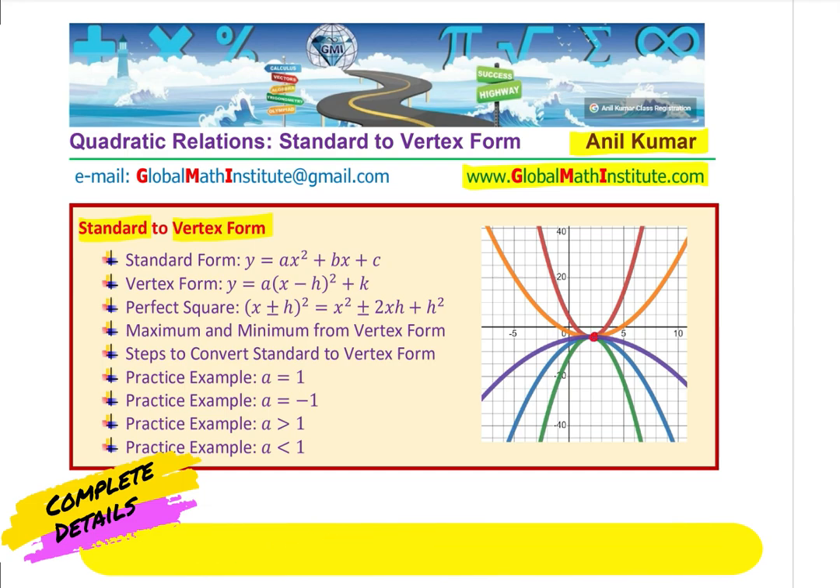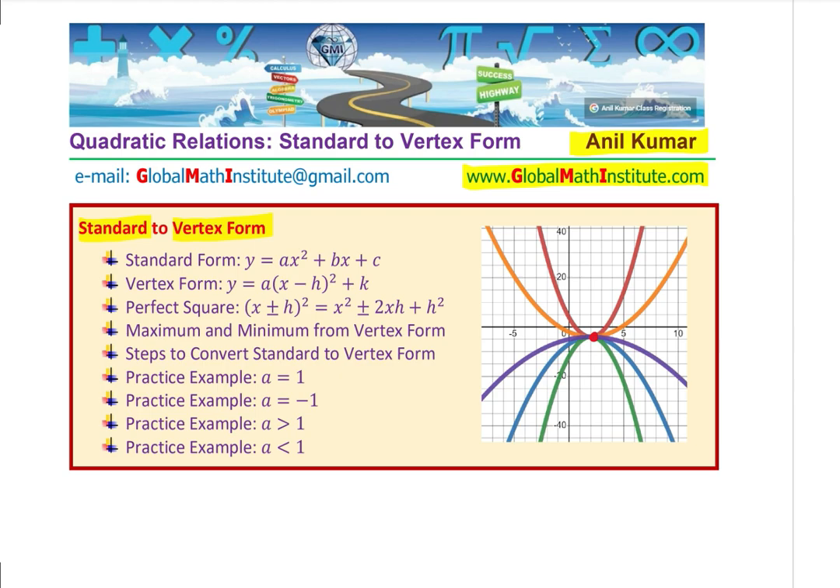The graph shown here on the right hand side includes a vertex which is common to all the graphs shown here. The coordinates of this vertex are (h, k). Depending on the value of a, we have different kinds of parabolas with a common vertex. Those which are opening up have a greater than 0, and those opening down have a less than 0.